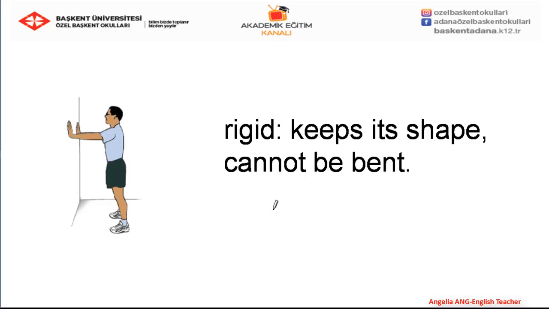Rigid. Rigid means keeps its shape, cannot be bent. For example, look at the wall. Even if you push it, no matter how strong you use your power, the wall won't be bent and cannot be bent.